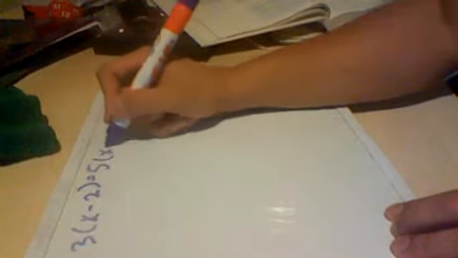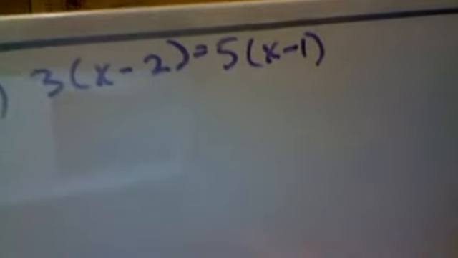Let's first assume that we have this linear problem: 3 times, in parentheses, x minus 2, equals 5 times, in parentheses, x minus 1, close parentheses. We have to say close parentheses on the first problem, but here it is anyways. That's the problem we're dealing with. How will we solve this?